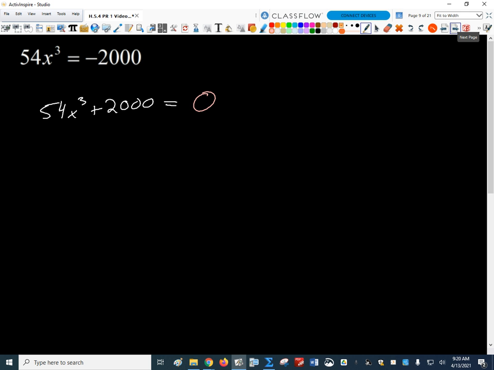54 is not a convenient cube, is it? It's not a perfect cube, nor is 2,000. Is there something we could do here, though, to write this in a way where it would look like maybe something cubed plus something cubed? What do you think?